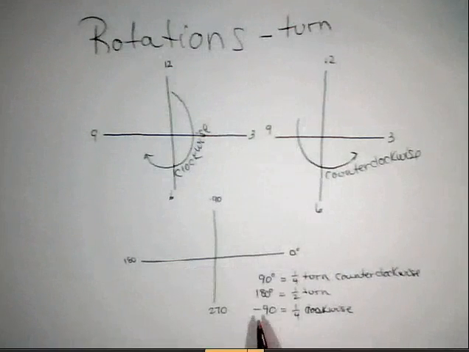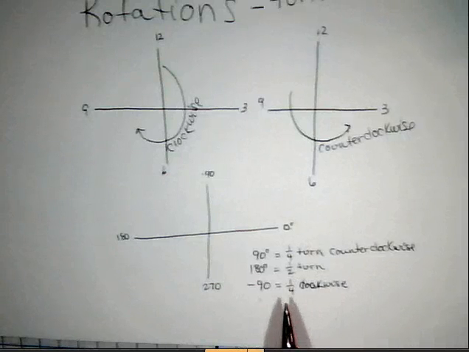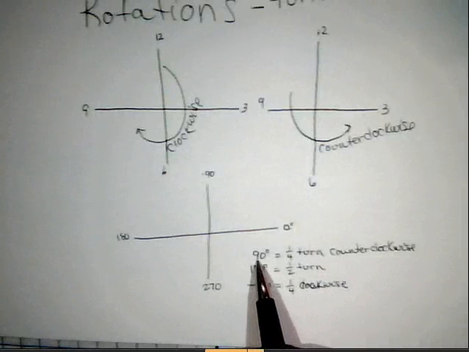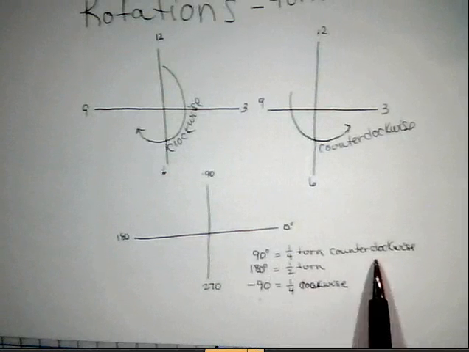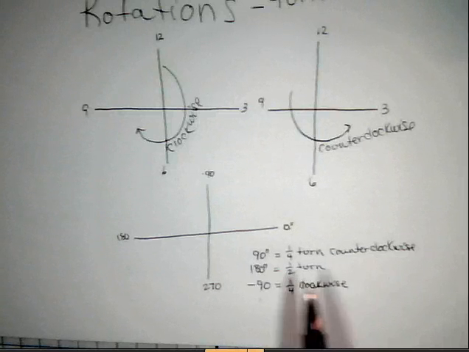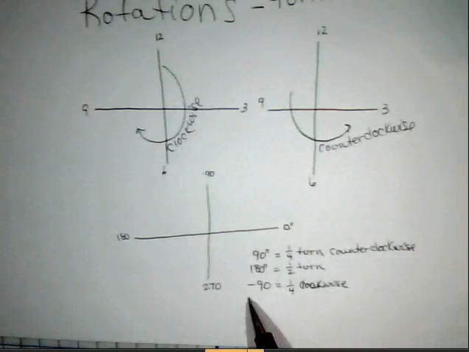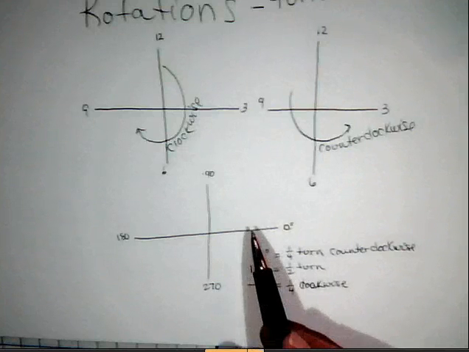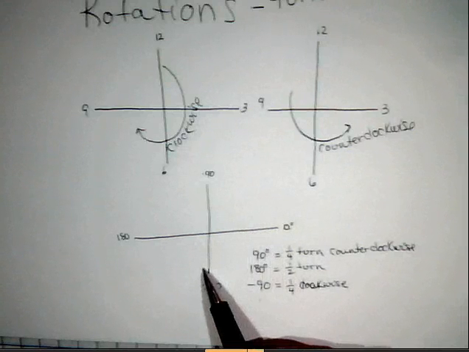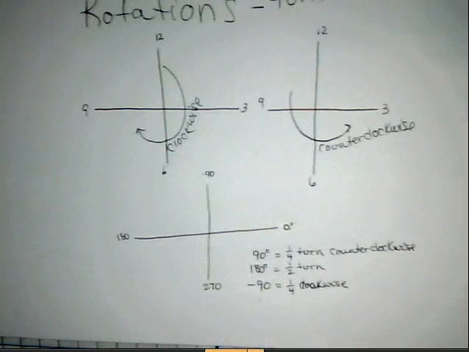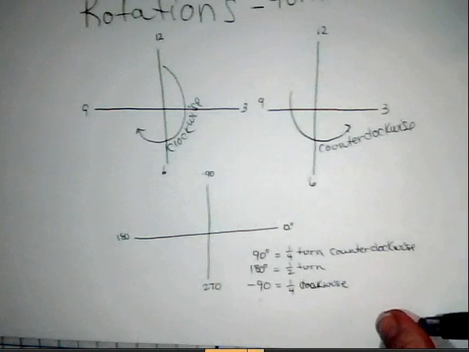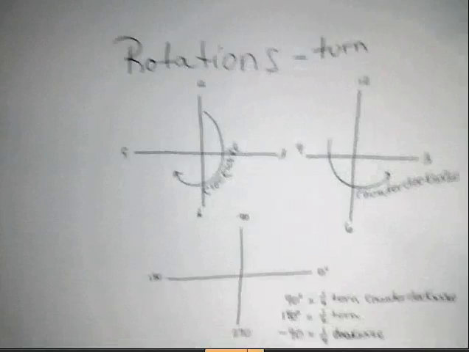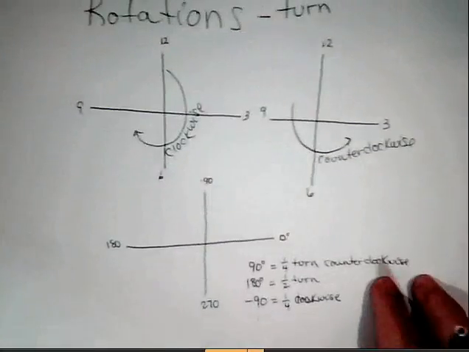180 would be half a turn. And so I kind of have this written out here. You might put that in your notebook. 90 degrees is a quarter of a turn counterclockwise, unless they tell you that it's clockwise. 180 is a half a turn. Negative 90 is 1/4 of a clockwise turn. So we would come from here to here. Now I'm going to show you how to do this manually. We're just going to work with a point at first, and then we'll move on to something else.